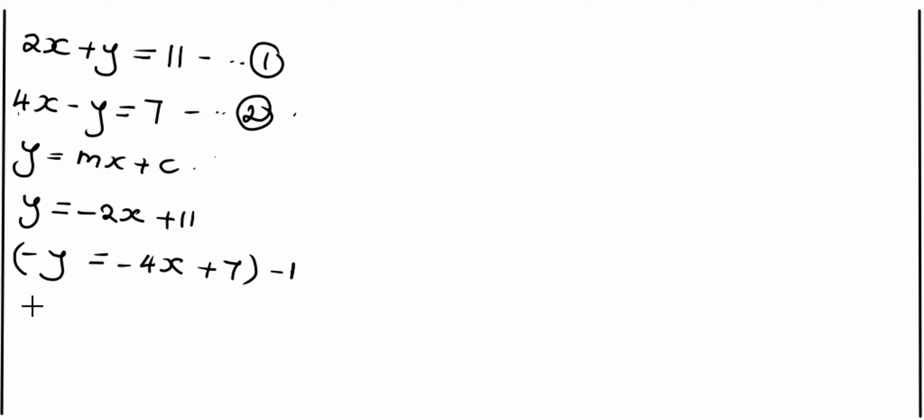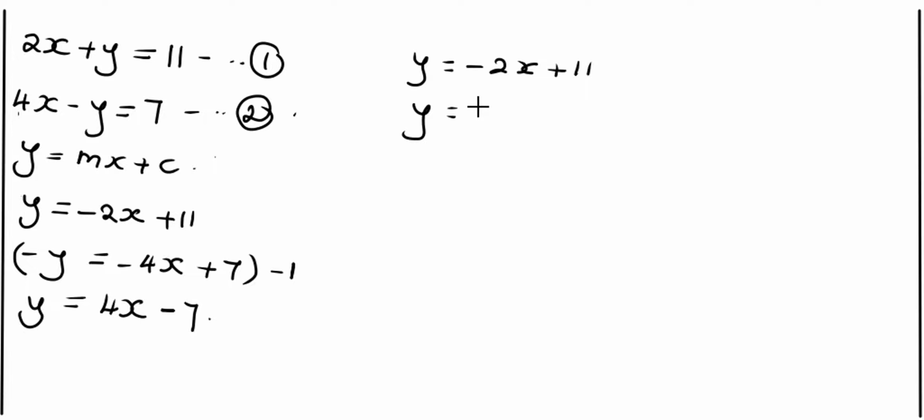So now it will be -y multiplied by -1, it will be positive y is equals to -1 multiplied by positive -4x, it will be positive 4x now. Then -1 multiplied by positive 7, it will be -7, like that. So now the equation is in this format. And now our new equations are y is equals to -2x plus 11. Then the second one is y is equals to 4x minus 7, like that.